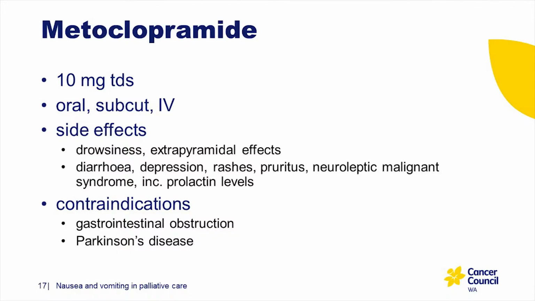The side effects that we see most commonly are sedation and extrapyramidal effects, and we need to monitor for these. There's a whole range of other side effects too that we may see with metoclopramide, ranging from diarrhea, depression, rashes, itchiness. So we need to always be monitoring for side effects. Metoclopramide is contraindicated if we have a complete bowel obstruction. So we don't want a drug that's going to be pushing and causing more peristalsis if we actually have actual blockage of the gut. And they're also contraindicated in Parkinson's disease because of the dopamine effect.